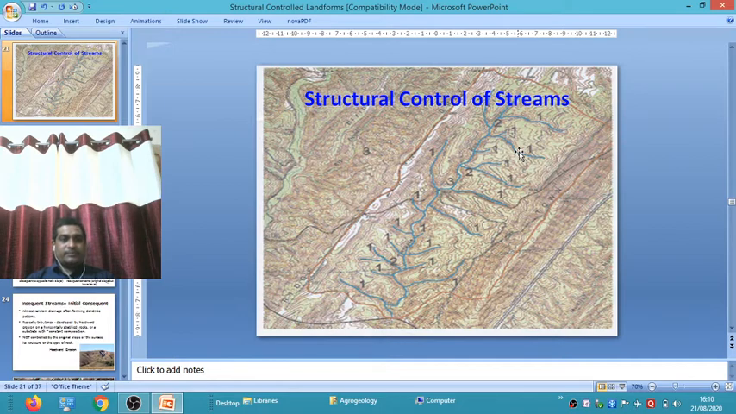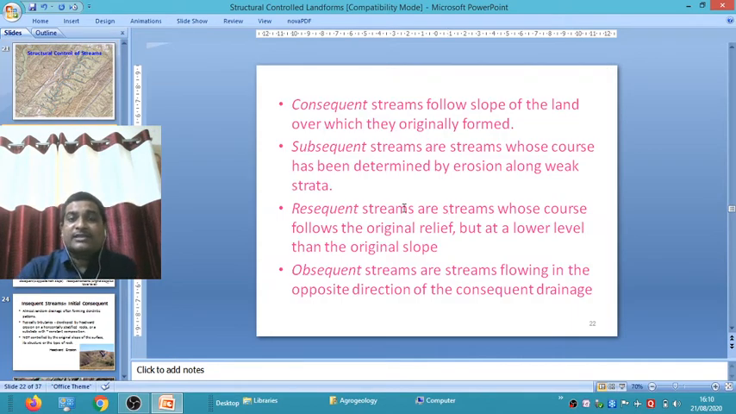Structural control of streams: another most important point is structural control of streams. This picture shows the different drainage patterns. The consequent stream follows the slope of the land over which it was originally formed, and subsequent streams are streams whose course has been determined by erosion along the weak strata, meaning loose strata. Resequent streams are streams whose course follows the original relief but at a lower level than the original. And obsequent streams are streams flowing in the opposite direction of the consequent drainage.